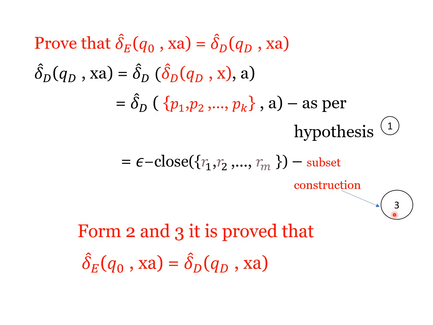So this we are taking as equation 3. Already we have seen from equation 2, the left hand part, that we obtain this one, and the right hand part is also obtaining this one. So from 2 and 3 we have proved that del E of Q0, Xa is equal to del D of QD, Xa. Thus we have proved the only if part. So considering both the if part and the only if part, we proved the equivalence between epsilon NFA and DFA. That's the proof for the theorem.